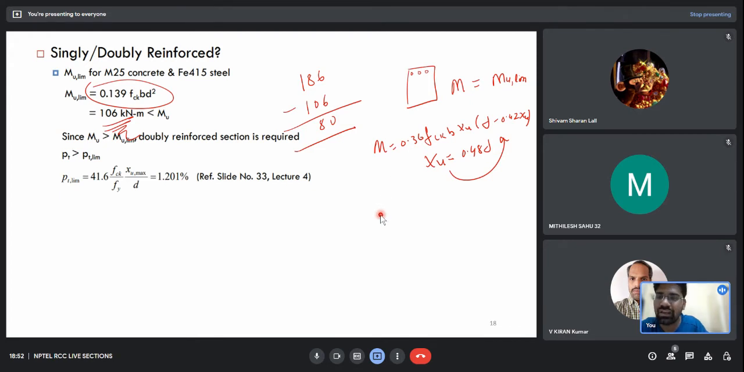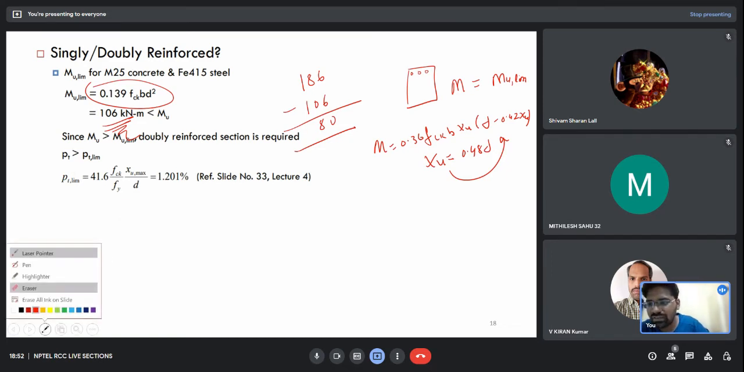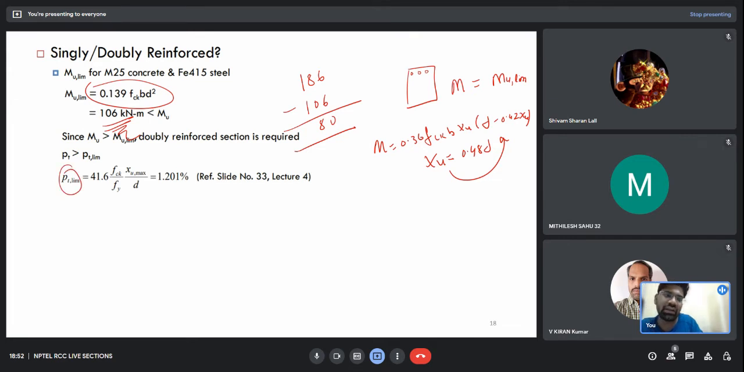From the area of steel, how will you calculate p limiting? I explained p limit just now in the previous slide. So you calculate the p limit. Now this is the area of steel which you need to provide in the tension zone. This is Ast1, which will take care of the compression in the concrete.